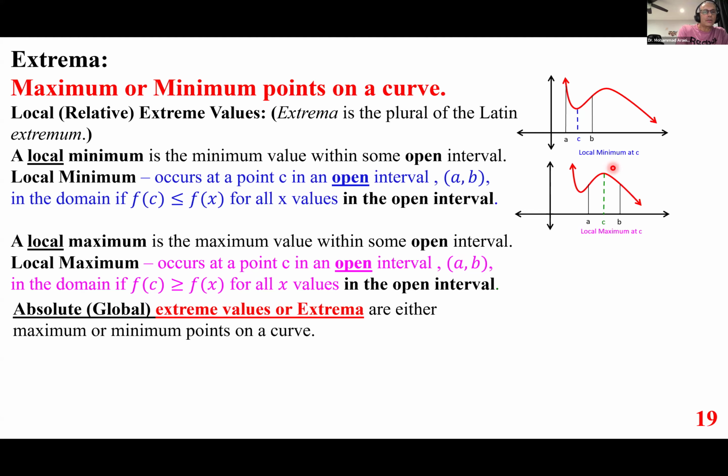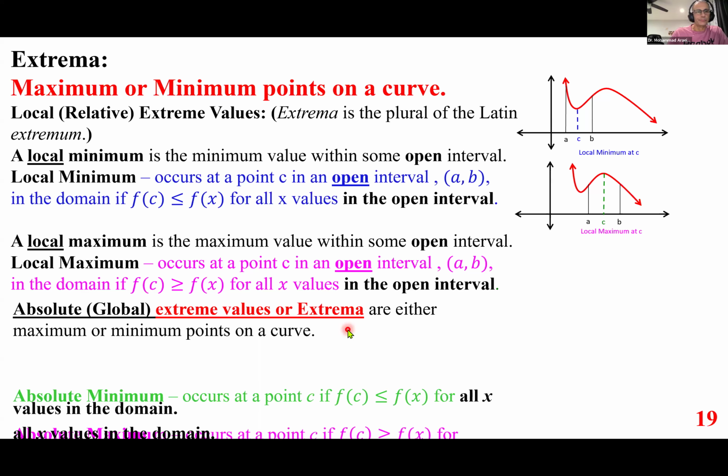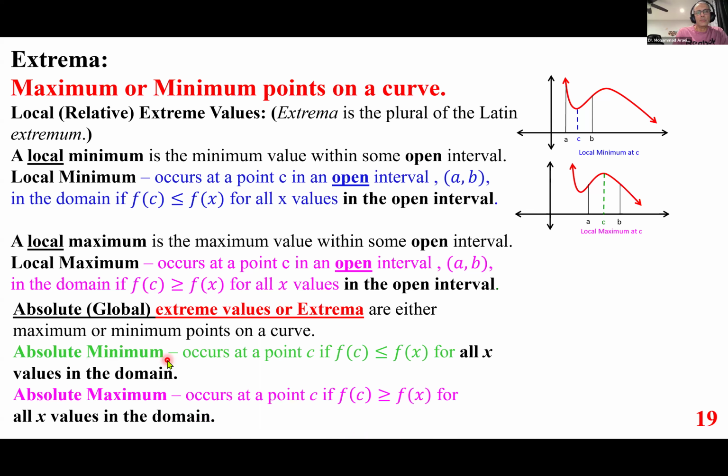Absolute, also known as global, extreme value or extrema, are either maximum or minimum points on a curve. Absolute minimum occurs at the point C if f of C is less than or equal to f of x for all x values in the domain. Absolute maximum occurs at the point C if f of C is larger than or equal to f of x for all x values in the domain. In other words, for a local, it happens in some open interval, not the entire domain. For absolute, it's in the entire domain.